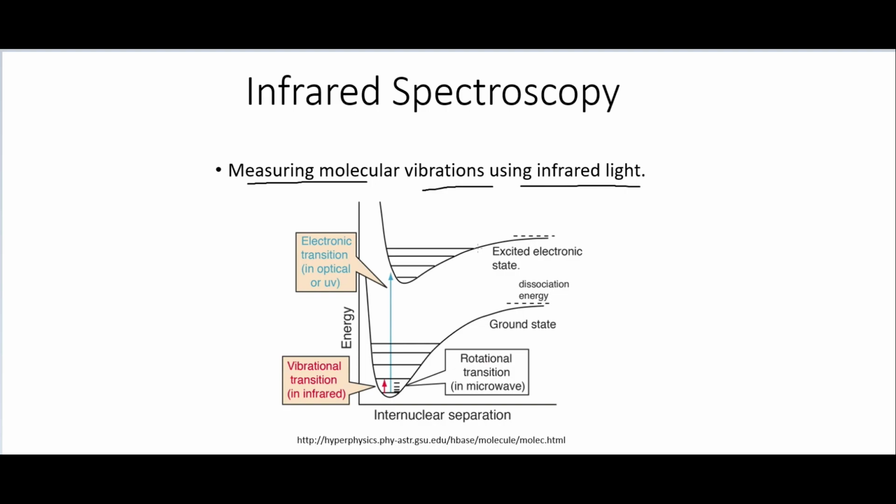There are three different kinds of transitions we can look at when we consider the interaction of atoms and molecules with light. There are electronic transitions, which go from, say, the ground state to the first excited state, and that we can use UV-vis spectroscopy for. There are rotational transitions, which happen in the microwave range. And then there are the vibrational transitions, which happen in the infrared range. Those are the ones we are interested in here for infrared spectroscopy.